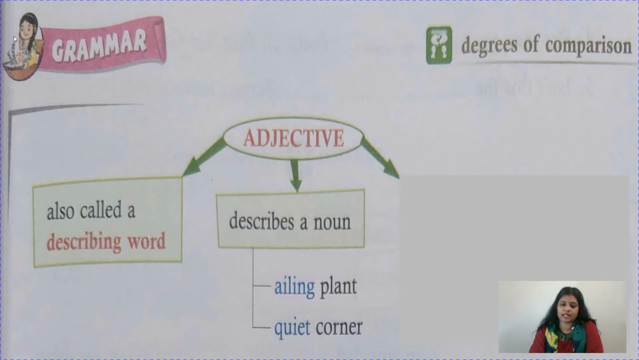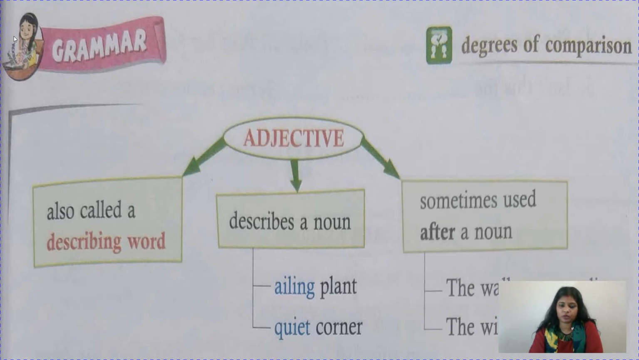Let us take two examples from the chapter. Ailing plant. Plant is a name of a thing. It is a noun, and which word is describing it? Ailing. So ailing is an adjective. In the same way, quiet corner. Quiet is modifying corner. Quiet is describing corner. So quiet is an adjective.